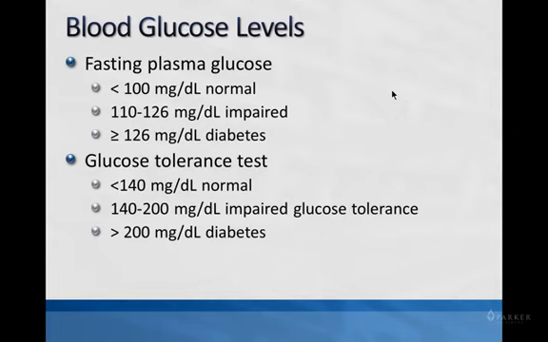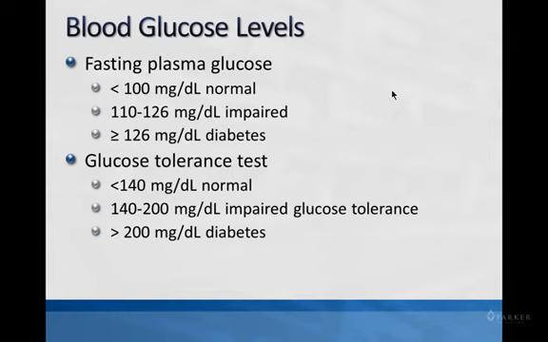If you've got normal glucose tolerance, 2 hours after you ingest that glucose load, it should be less than 140 milligrams per deciliter, because that indicates the insulin is being released and it's starting to work, and it's going to bring the blood sugar levels down. If it's between 140 and 200 milligrams per deciliter, it indicates you have impaired glucose tolerance. If it's greater than 200 milligrams per deciliter, you have diabetes.